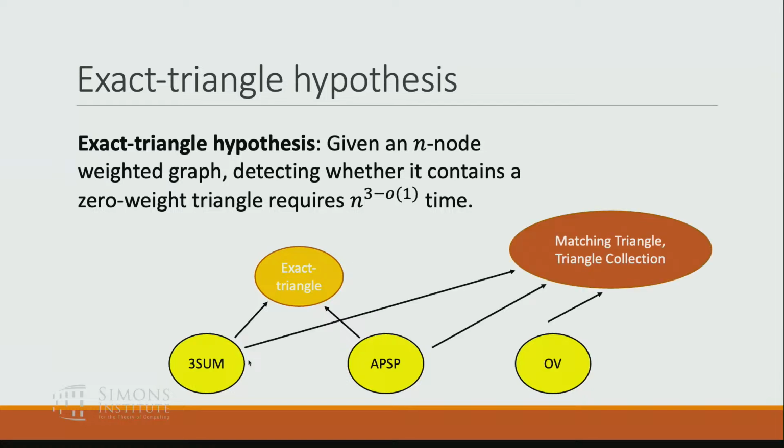And there are, in fact, also problems known to be hard under all 3 of these central hypotheses, which are the matching triangle problem and the triangle collection problem. And design reductions from them will give you very believable lower bounds that hold under any of the 3 hypotheses. But in today's talk, I will only focus on exact triangle.